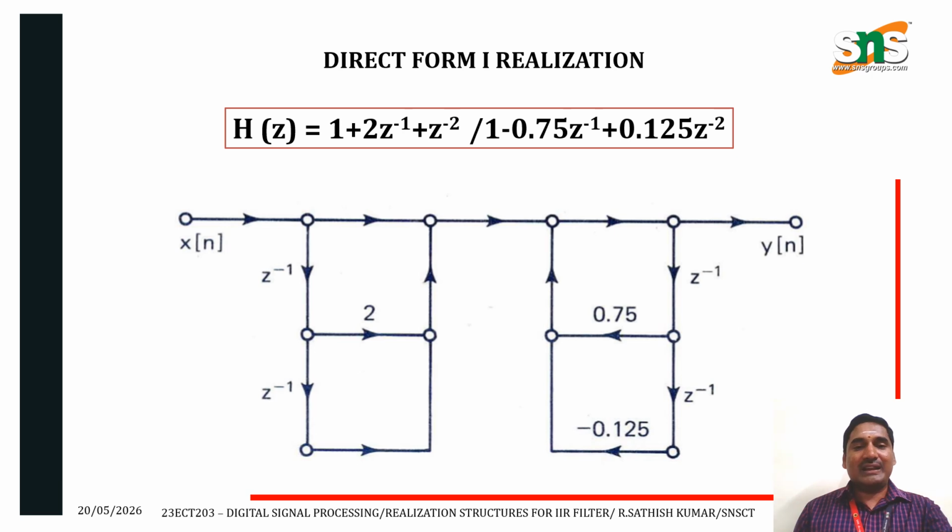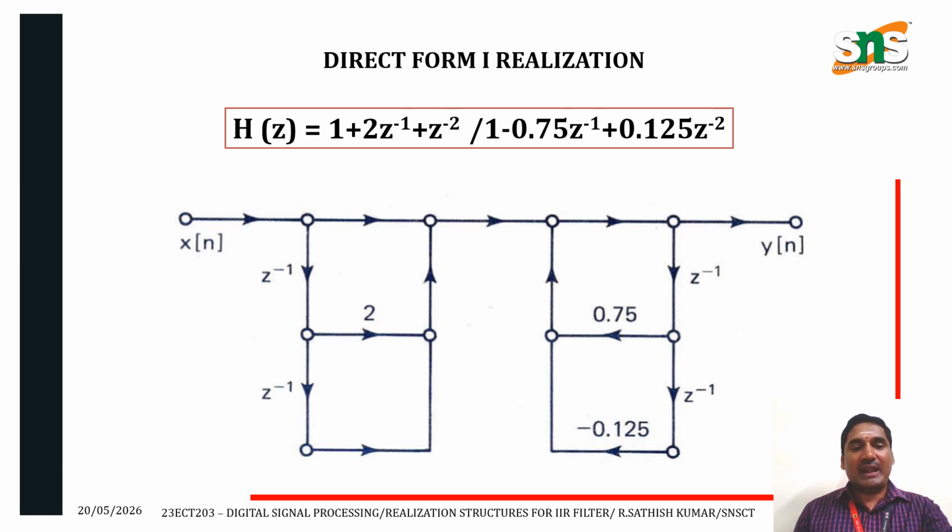Similarly, for direct form 1 realization, H of z is equal to 1 plus 2 z inverse plus z power minus 2 divided by 1 minus 0.75 z inverse plus 0.125 z power minus 2. This is the direct form 1 realization of the above equation.